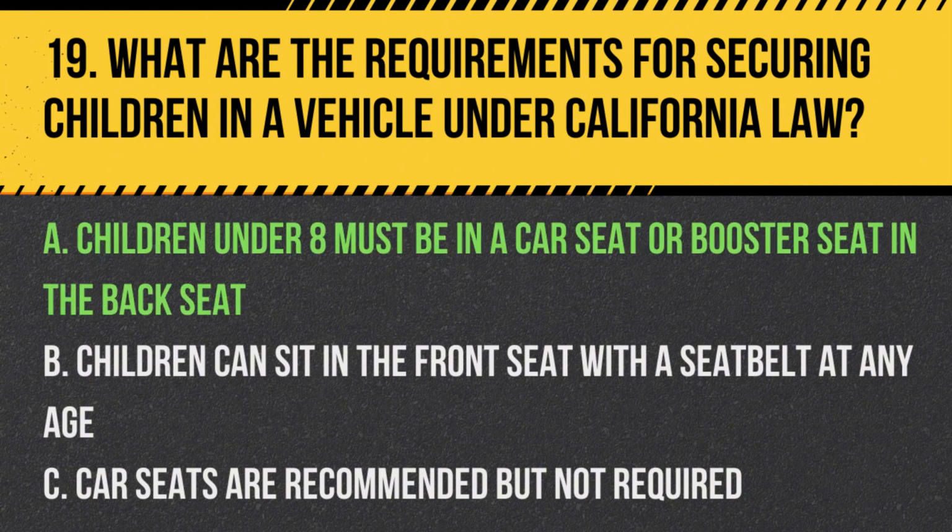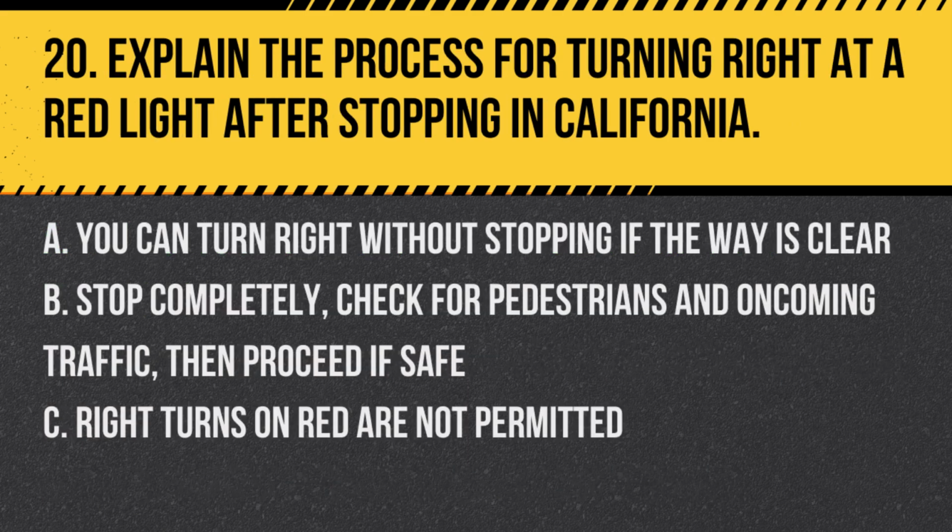Answer: A. Children under 8 must be in a car seat or booster seat in the back seat. California law requires children to be properly secured in an appropriate car seat or booster seat until they are 8 years old or 4'9" tall. Question 20. Explain the process for turning right at a red light after stopping in California.